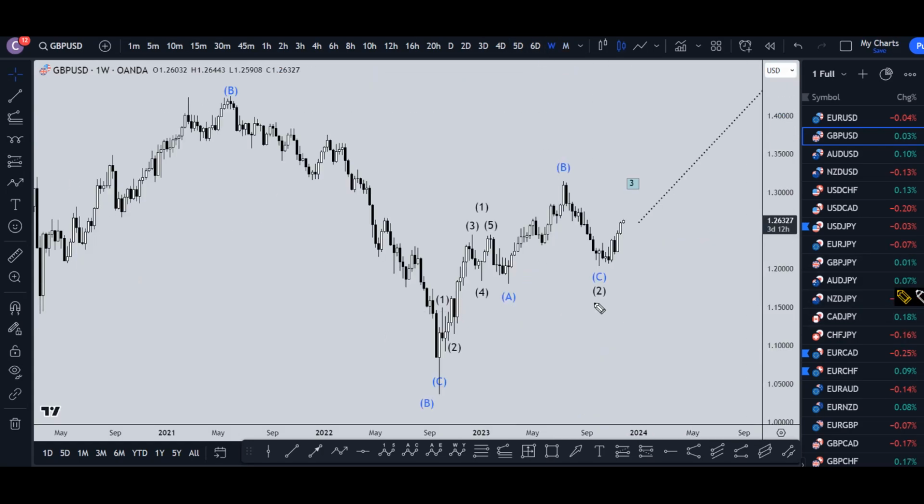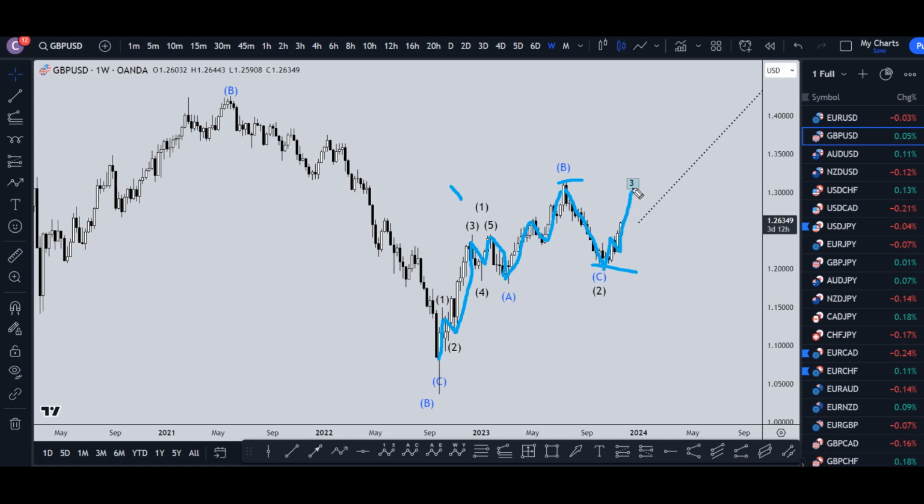On the weekly time frame, I still think this right here is an uptrend. I think it's a 1, 2, 3, 4, 5 of 1. I still believe this is like an expanding flat or a running flat, because this is 3 waves down, this is 3 waves up, and it's 5 waves down. So for me, it definitely looks like a 3, 3, 5 pattern. And it did make a higher high and a higher low, so it probably is more like a running flat.